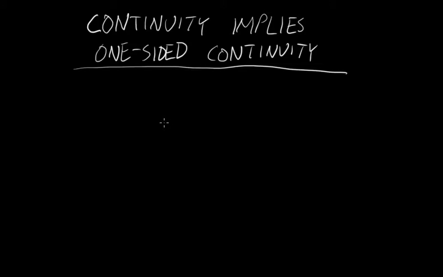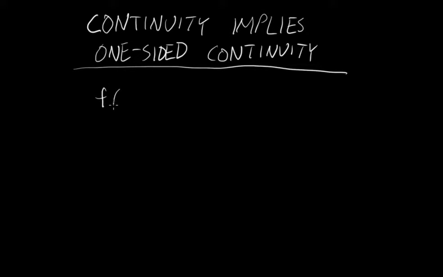So in a previous video we spoke about one-sided continuity and what it means for a function to be left or right continuous at a particular point. But in this video we're going to show that if a function is continuous at a point, then it has to be both left and right continuous at that point.